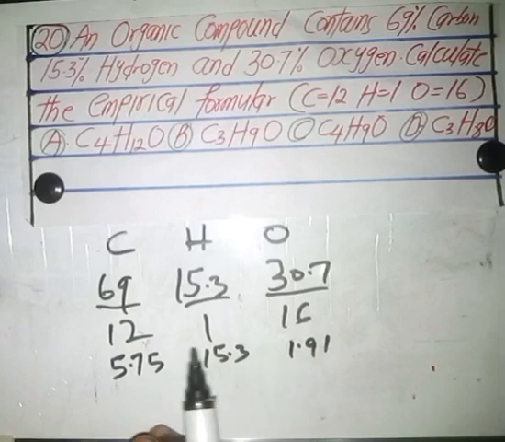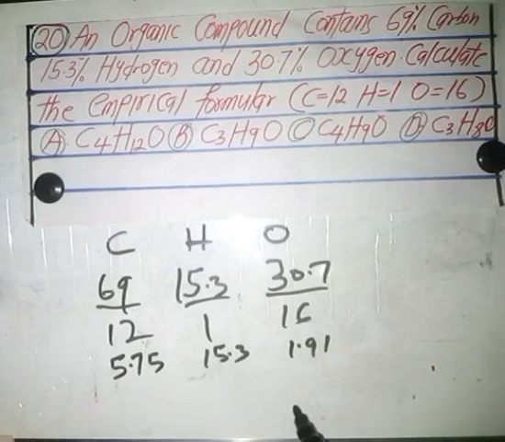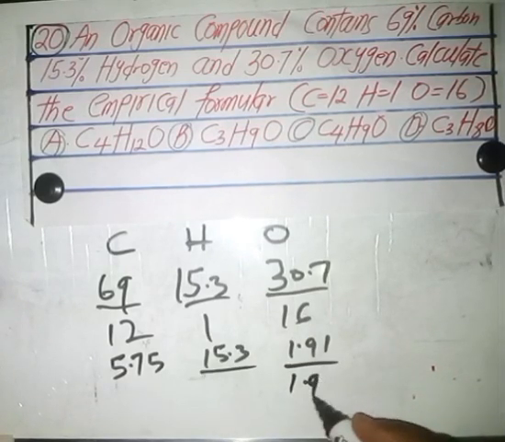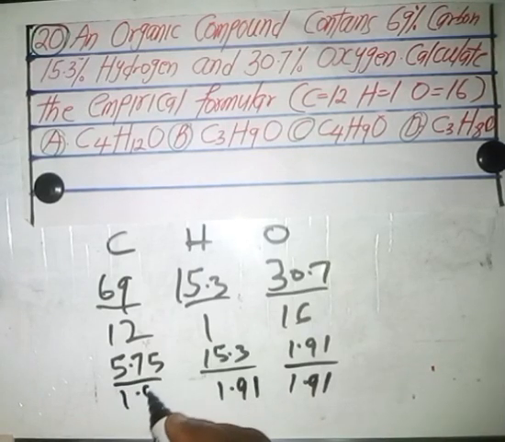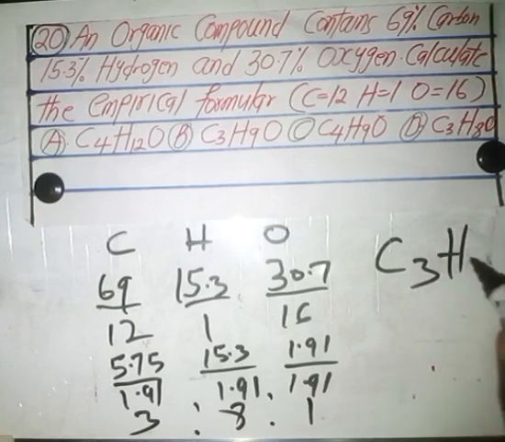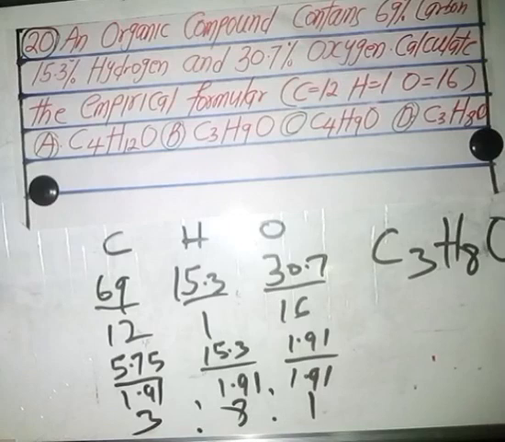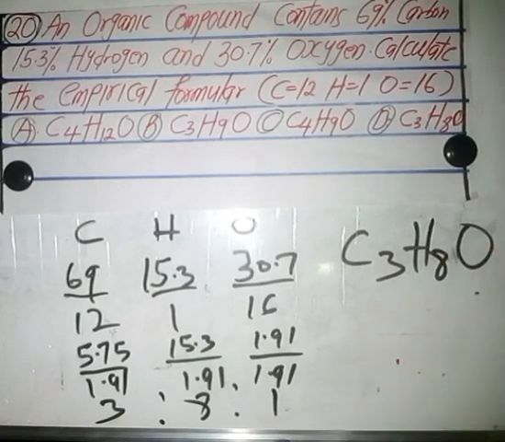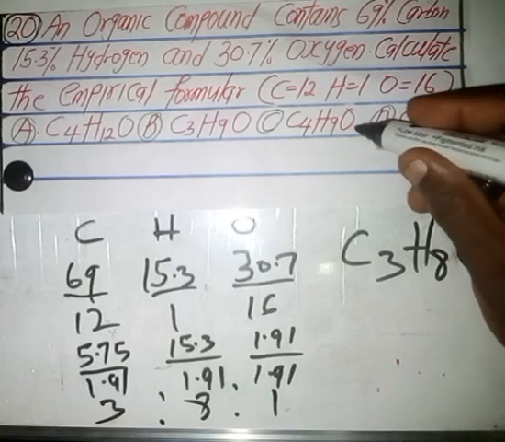So from here, I'm going to divide by the smallest. The smallest here is 1.91. So I'm going to divide by this 1.91. When I do this, I'm getting 3 here, 8 here, and of course, 1 here. So that is C3H8O. I don't need to put 1 here because there's already 1. So your answer is D.